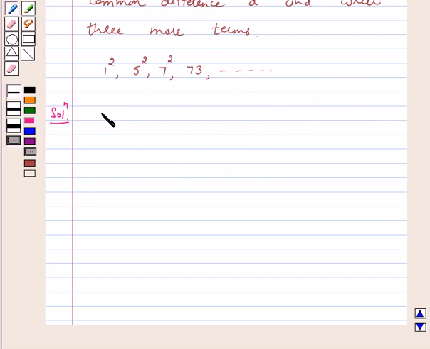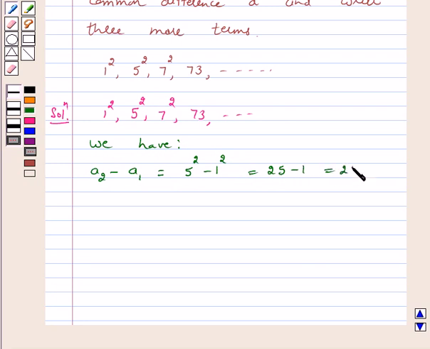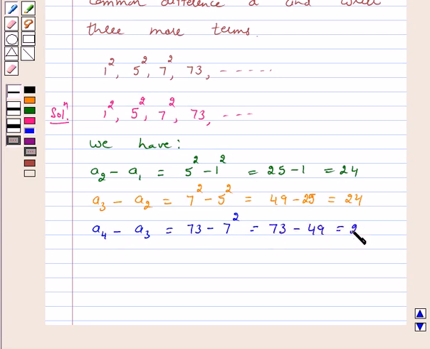Our given list of terms is 1 square, 5 square, 7 square, 73 and so on. We have a2 minus a1 is equal to 5 square minus 1 square, which is equal to 25 minus 1, that is equal to 24. a3 minus a2 is equal to 7 square minus 5 square, which is equal to 49 minus 25. That is again equal to 24. Again, a4 minus a3 is equal to 73 minus 7 square, which is equal to 73 minus 49. That is equal to 24.